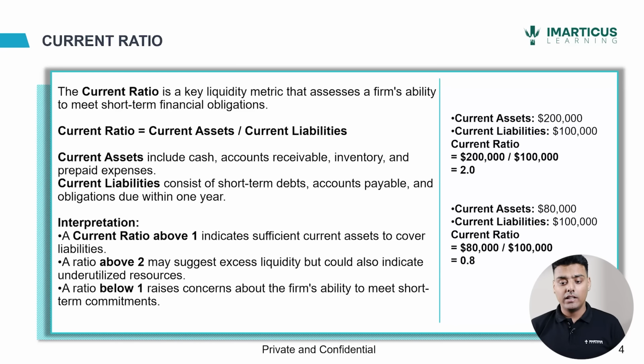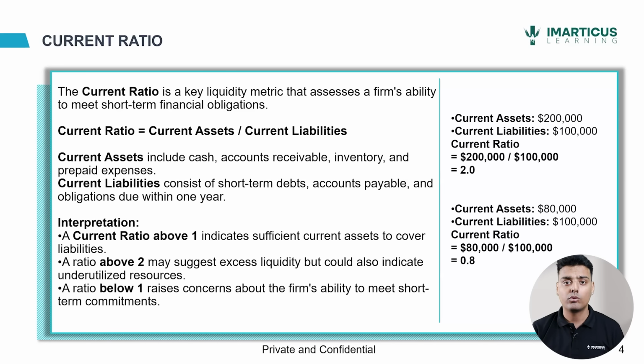What is the meaning in the second case? In the second case, the company has $80,000 of current assets and $100,000 of liabilities. What does this mean? For every $1 of liability, the company has only 80 cents, or only 80 paisa for every 1 rupee of liability. Interpretation: if all the creditors of the company came down and said, we want our money today, the company would not be able to meet its obligation.